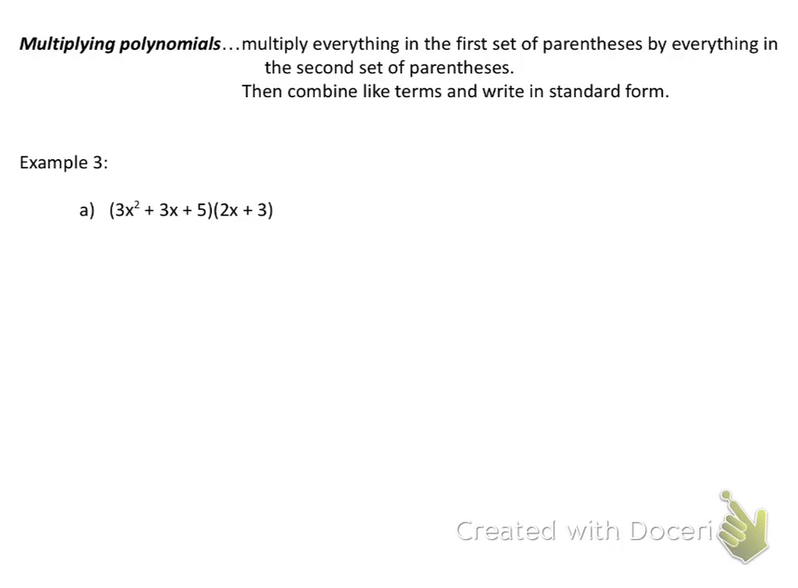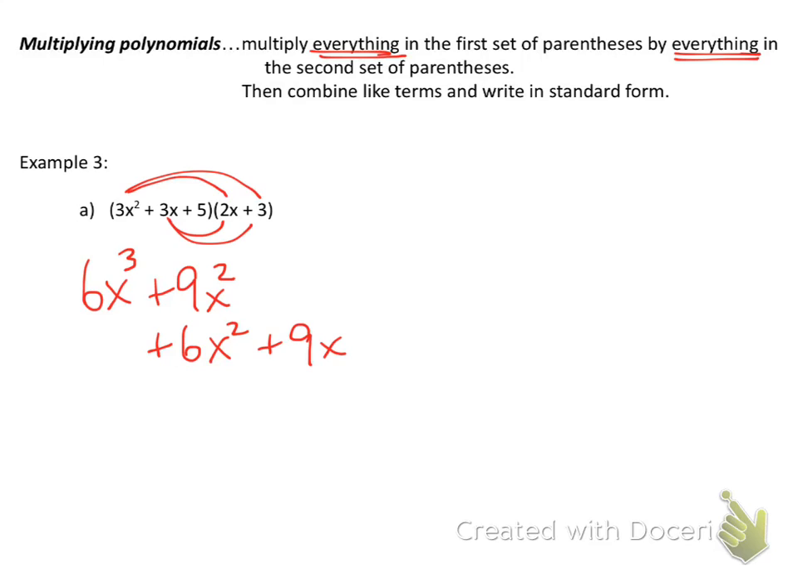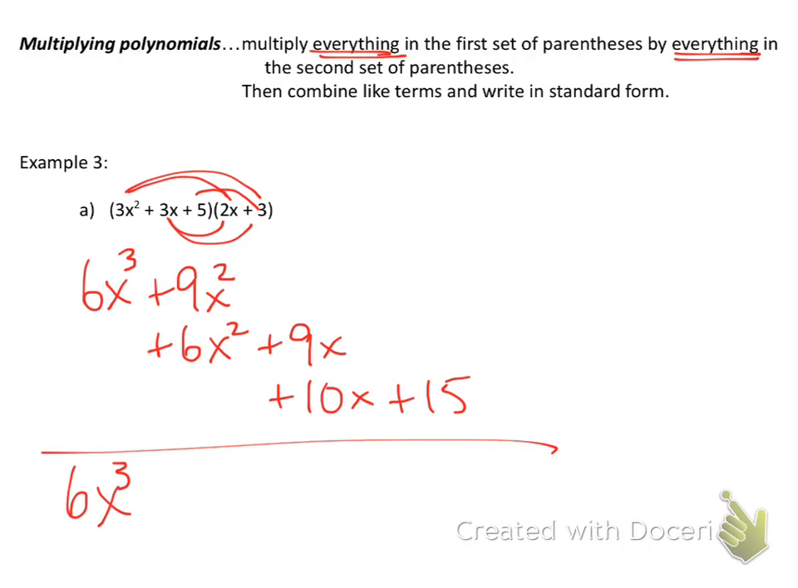Remember that you need to multiply everything in the first parentheses by everything in the second set of parentheses. So a lot of times it's helpful to draw the little lines. So I get 6x cubed plus 9x squared. Now you can write these out all in one line. You could also stack them, and it makes combining your like terms a little bit easier. This would give me a 6x squared and 9x. And finally, distributing the 5 gives me 10x and 15. Now just doing basic column addition, I'm going to get 6x cubed, 15x squared, plus 19x plus 15.